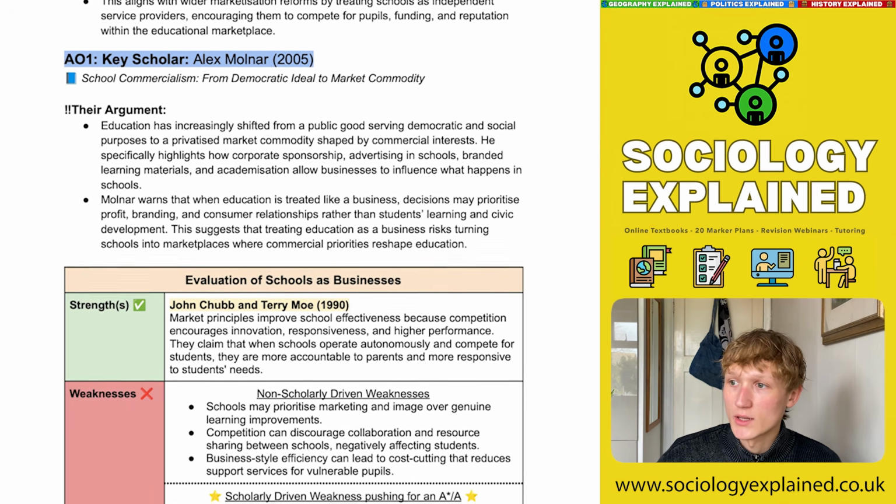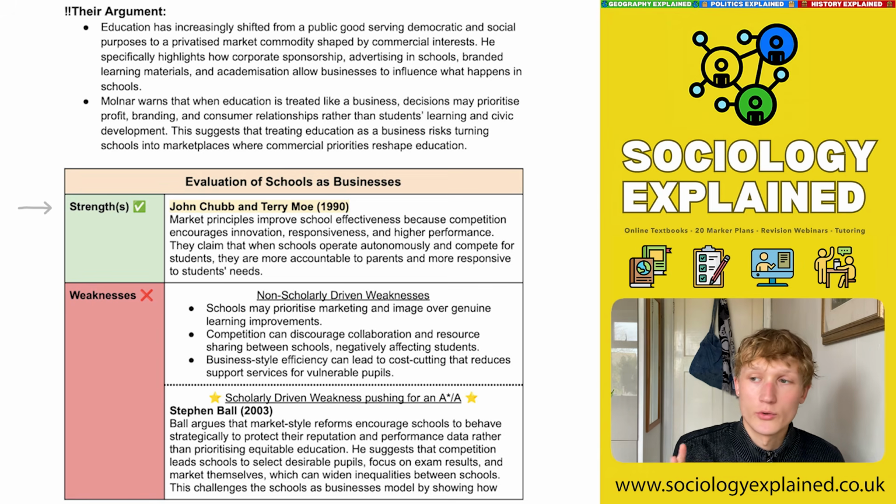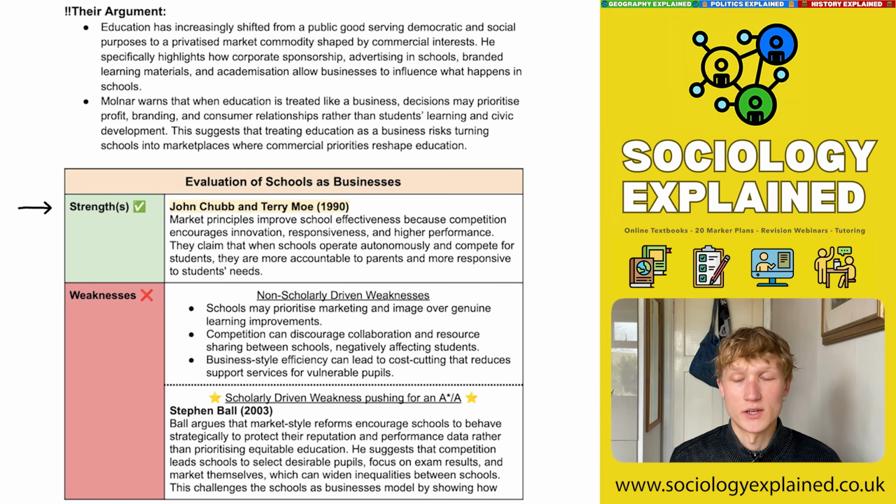Other key scholars you could bring up here, Chubb and Moe, obviously well-known new right scholars, are big advocates of this kind of policy, who believe that market principles are really important in driving competition and encouraging innovation. And when schools are competing, they have to perform better. They say that once schools are operating autonomously and without control by a local authority, they become more accountable to parents and to the needs of students, and not just to the local authority. So they would argue that they become more directly accountable. Once students are customers, they say, like a business is accountable to its customer, schools become accountable to the students, which they say, of course, is what schools should be.